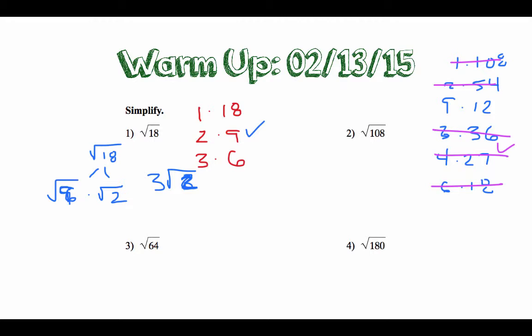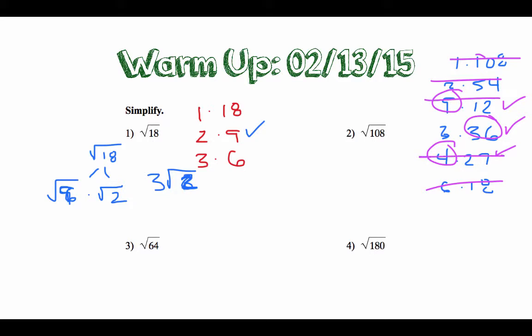Let's go back and start that over real quick. No perfect square. No perfect square. Perfect square. Perfect square. No perfect square. So we want to find our largest perfect square. That's 9, 36, or 4. That tells us that we're going to work with that 36.